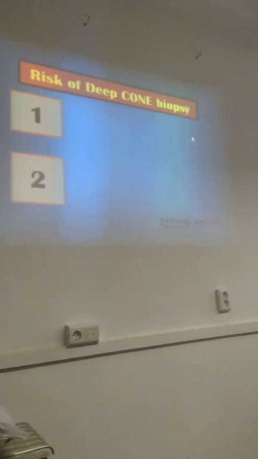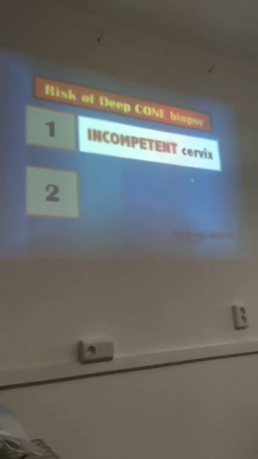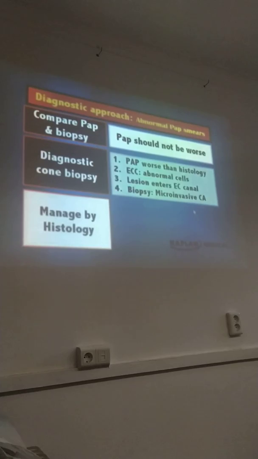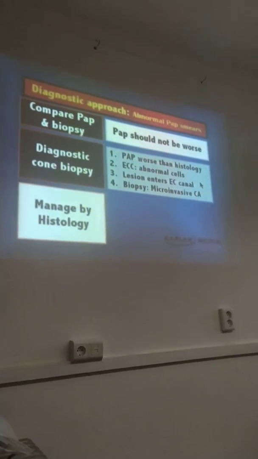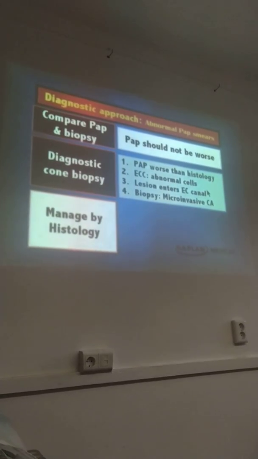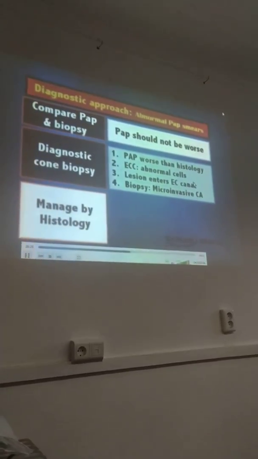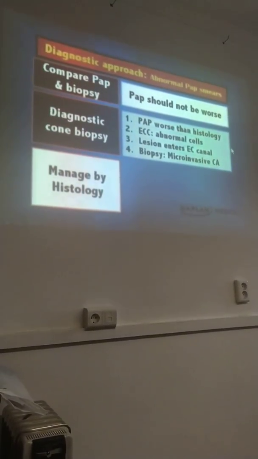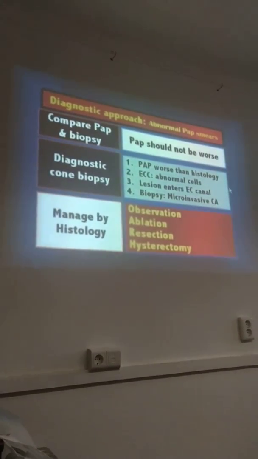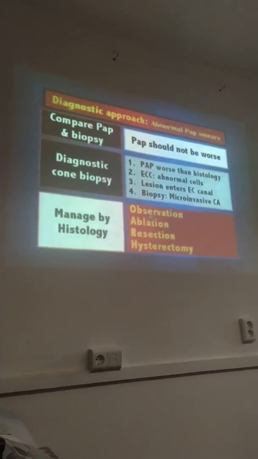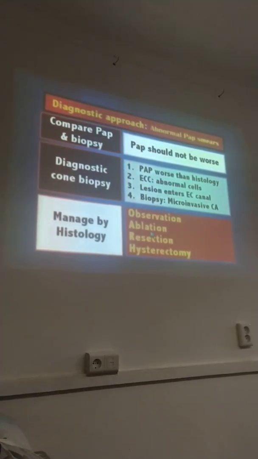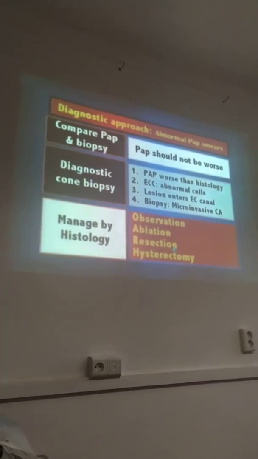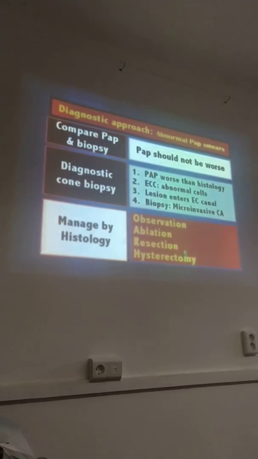Risks we talked about already: incompetent cervix and cervical stenosis. All right, so we've done our endocervical curettage, we've done our exocervical biopsy, we've done our cone biopsy if needed. Now we wait and get the histology back, and we're going to manage the patient according to histology. Our options are observation or do nothing, ablation, which is destruction of the epithelium, resection, where you cut it off, and hysterectomy, where you take out the entire uterus and cervix.